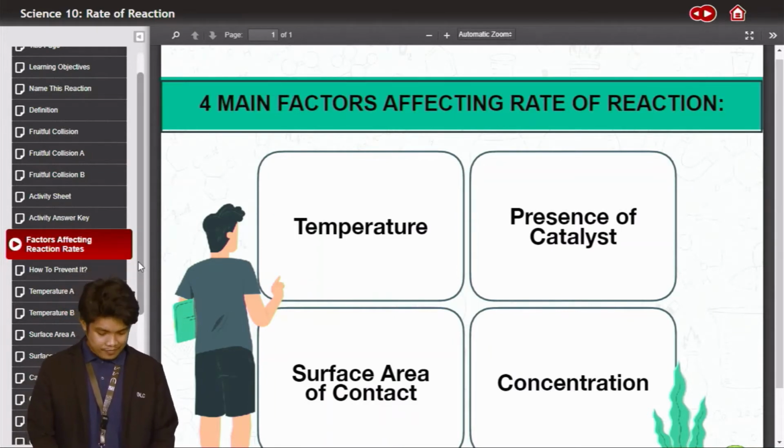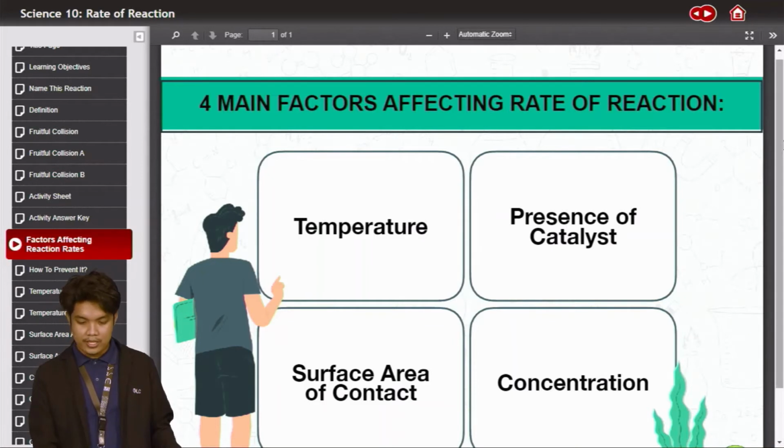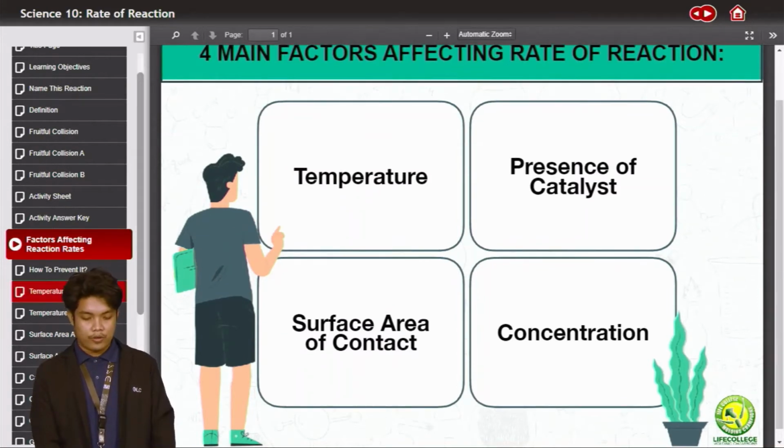Now, let's talk about how these principles explain how different reactions happen at different rates or speeds. As you said earlier, there are different factors affecting reaction rates. The following are the 4 main factors affecting the rate of reaction, which we will discuss: temperature, surface area of contact, the presence of a catalyst, and the concentration.